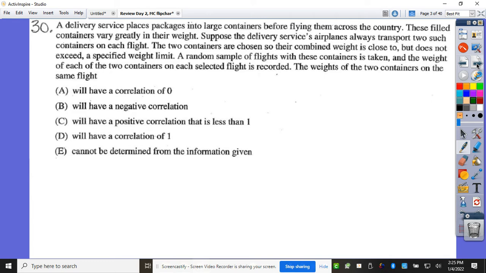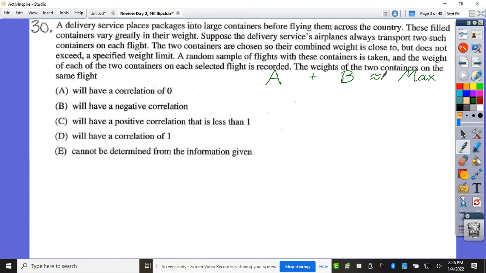A delivery service places packages into large containers before flying them across the country. These filled containers vary greatly in their weight. Suppose the delivery service's airplanes always transport 2 such containers on a flight. The 2 containers are chosen so that their combined weight is close to but does not exceed a specified weight limit. So this is saying we've got some container A, we've got some container B, and we want them to get really close to, but not above the max.